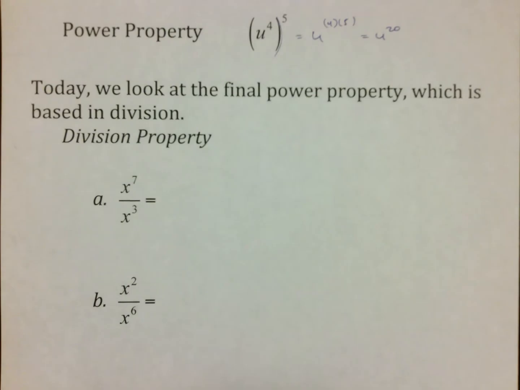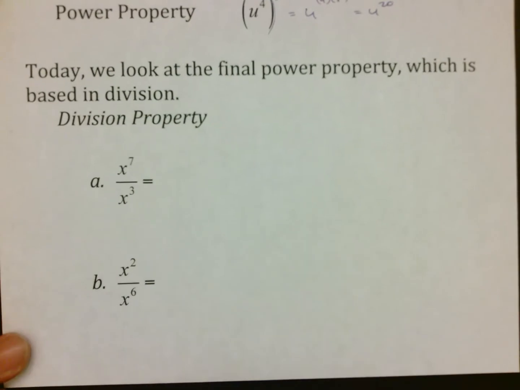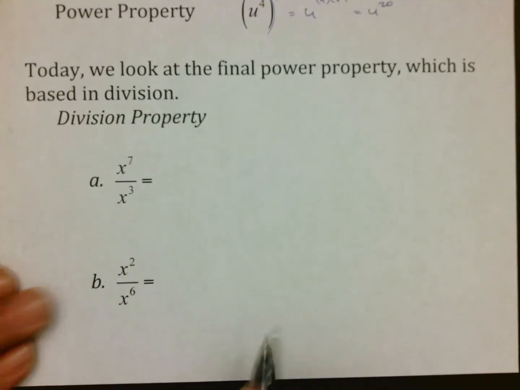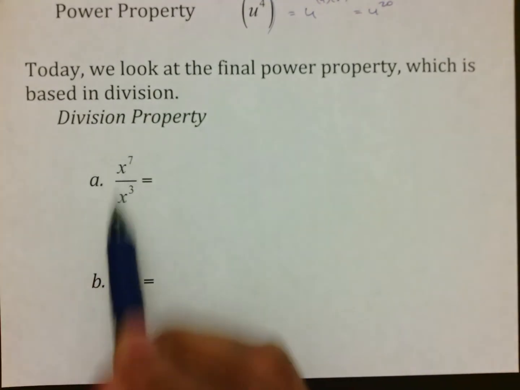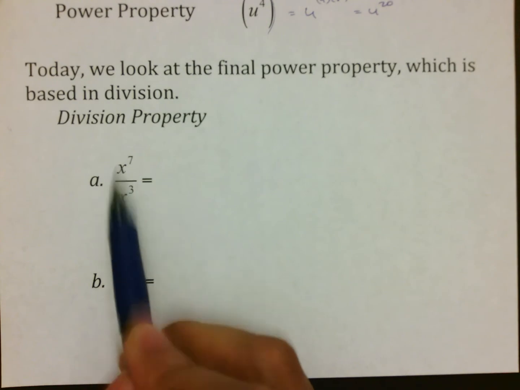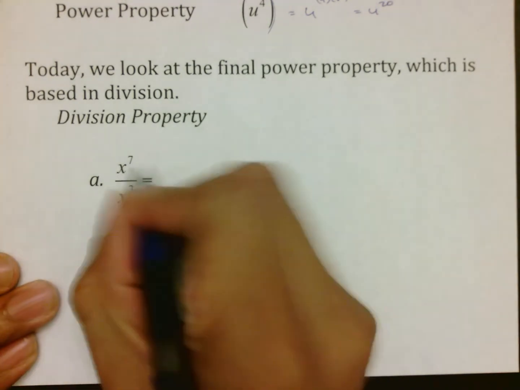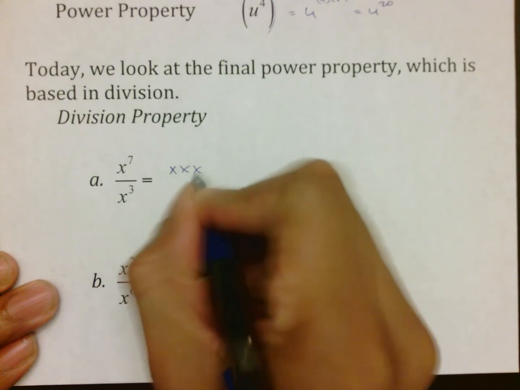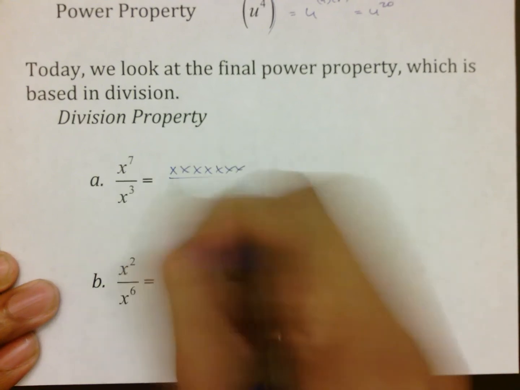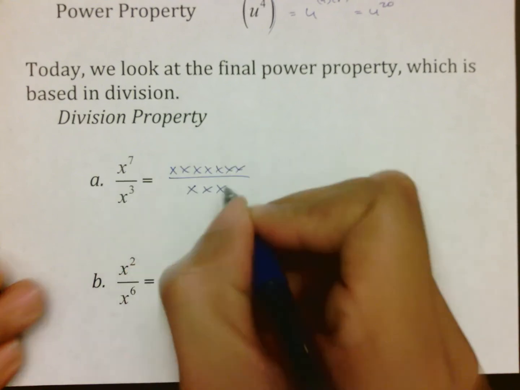Again, this is on your notes, and it helps to look at the foundation of what's going on so you can see it. If you ever have a fraction with a variable or any base that is the same on the numerator and denominator, you can imagine expanding those out. So here I would have 7 x's on top and 3 x's on the bottom.